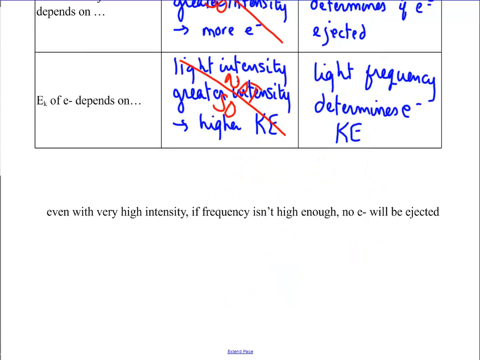What was found was if I had very high intensity, even if it was really, really high, if the frequency isn't high enough, I'm not going to be able to eject any electrons. And this minimum frequency is called the threshold frequency.